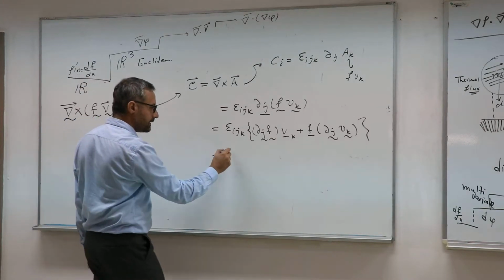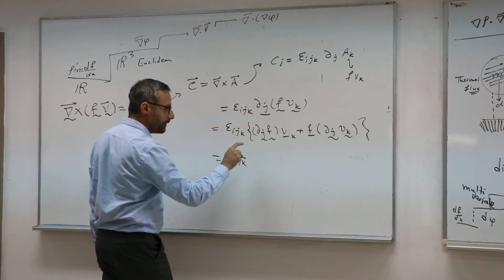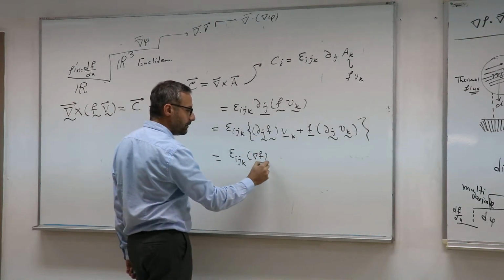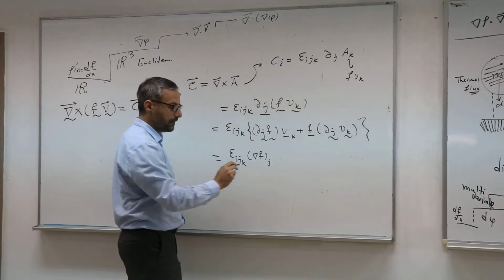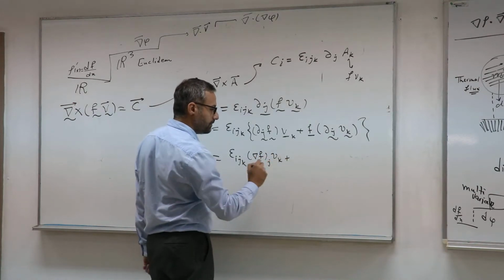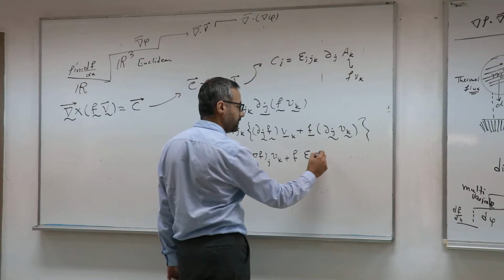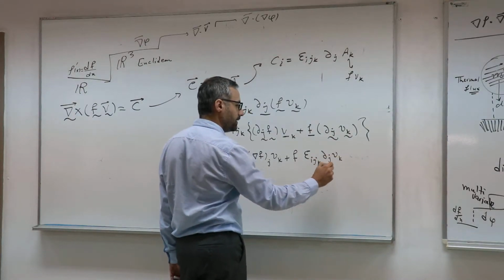How can I write this expression? I can write epsilon ijk. What is this? This is the gradient of f, component j, times v_k, plus f epsilon ijk. No. Be careful.